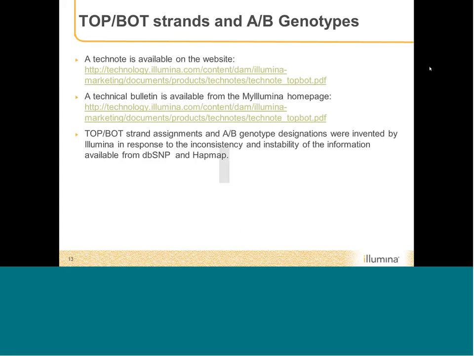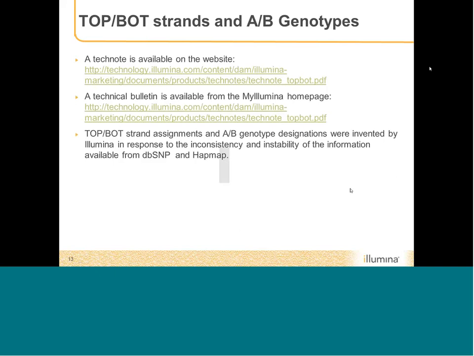The reason we invented this was because when SNPs were first being registered into databases, there was not a complete reference genome that had been completed. And so if we tried to reference the strand being reported in the database to a genome strand, it would often switch back and forth as the genome was being completed. So we wanted to invent a strand designation that would never change, regardless of what changes would occur in the reference genome or in the databases. So we invented the top/bot designation and the AB genotype designation.